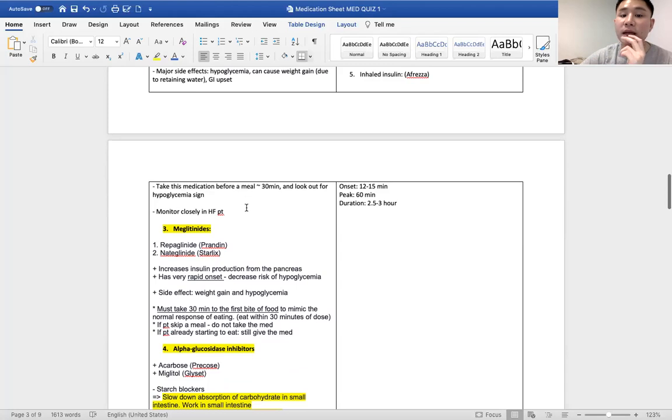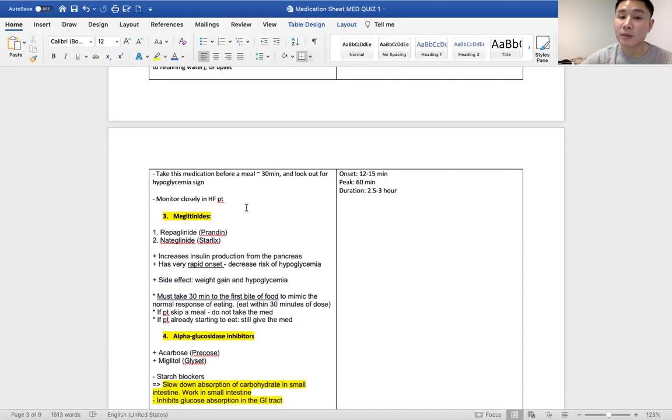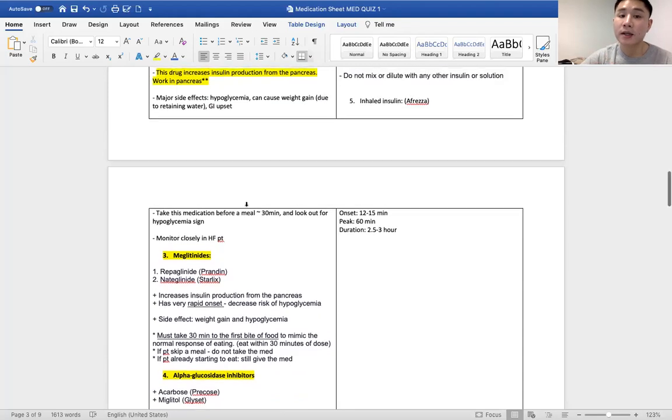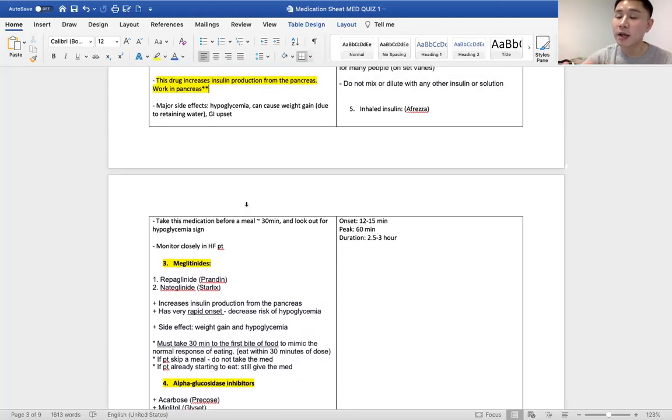We need to take this medication 30 minutes before a meal, and look out for hypoglycemia signs, because again, it causes an increase in insulin production. If this medication is given and the patient doesn't eat, there will be too much insulin in the body and it can lead to hypoglycemia.